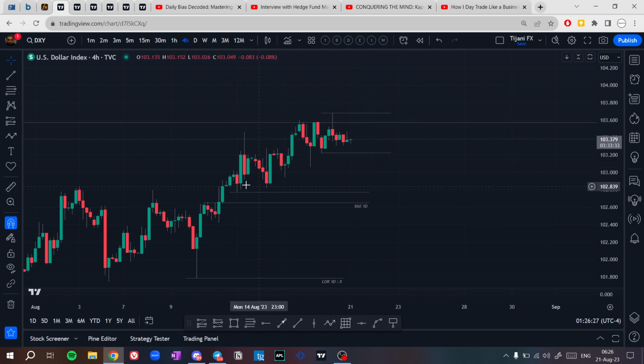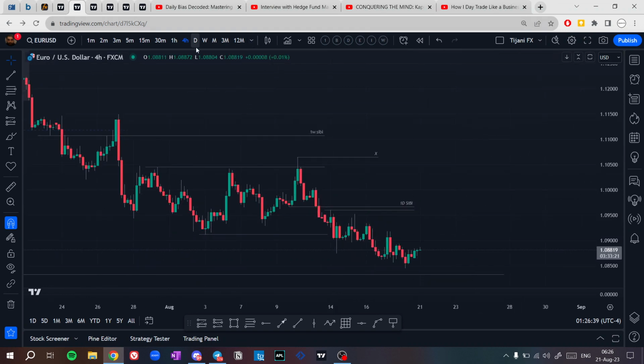But this is my level, I'm waiting for this, and I want to see Friday's low. I want to see Monday's candle to confirm where I'm going. On EURUSD, it is going to be the same.